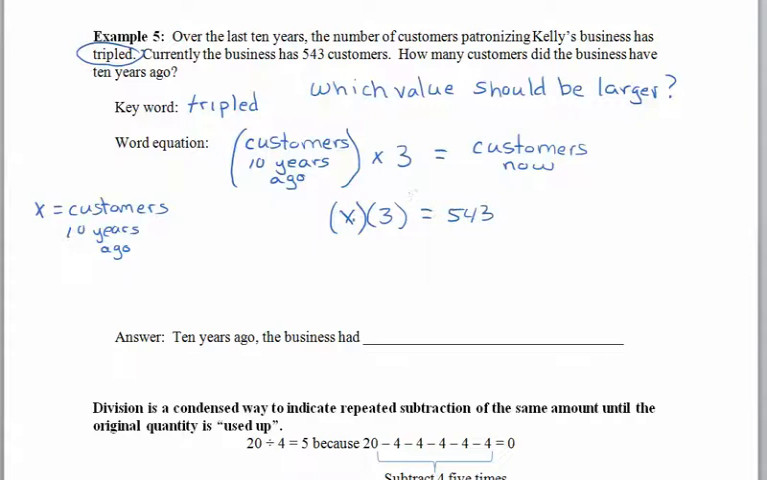So we look at the left side of the equation. We see that X is being multiplied by 3. We'd like to undo the multiplication, so we divide by 3. And of course, what we do to one side, we do to the other. 3 divided by 3 is just 1, leaving X all by itself. 543 divided by 3 is 181. So 10 years ago, the business had 181 customers.